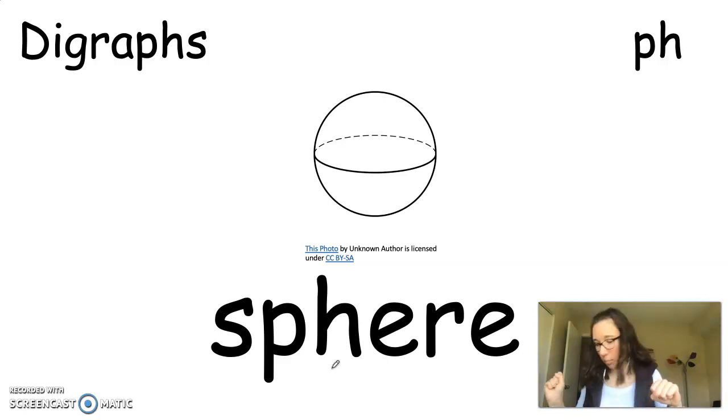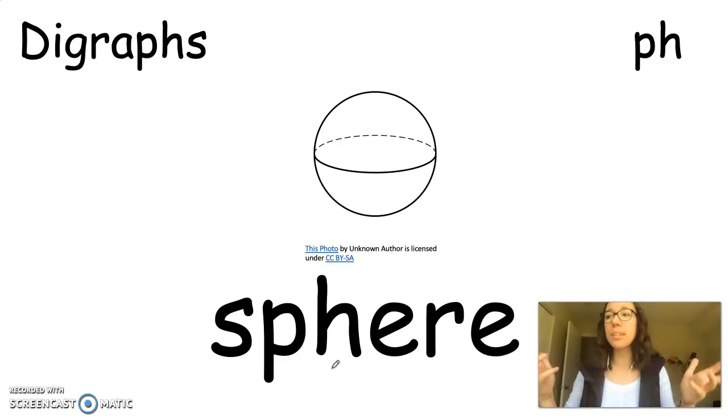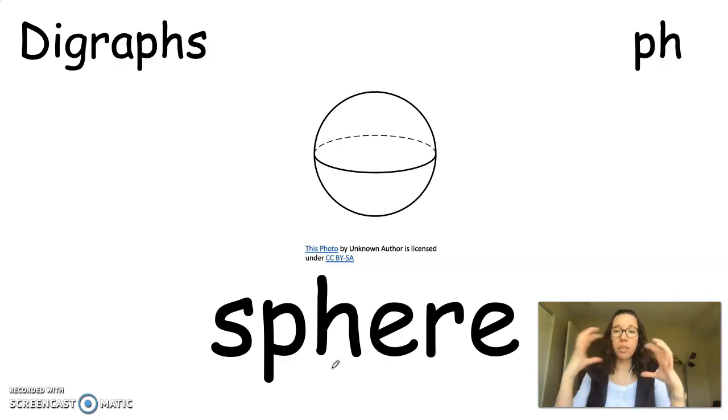I'm trying to see if I have an example here. I don't see anything that's spherical sitting right around me, but remember it's that shape of a ball, sort of a 3D circle. In this case, the PH is coming near the beginning, but it's not the first sound. The first sound here is S. Then we have the PH.